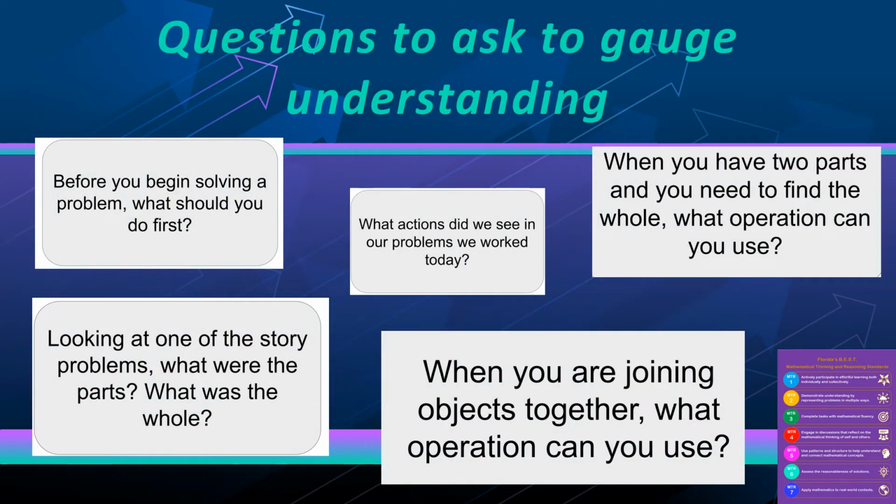Questioning is a great opportunity for teachers to check for understanding and to gauge at what point the students are not able to complete a task, or at what point they are making connections between the task. Here are a couple questions that are a great way to gauge your students' understanding of joining and separating. Before you begin solving a problem, what should you do first? Look at the story and where are the parts? Where's the whole in the problem? Where are you joining objects together? Or what operation are you using?